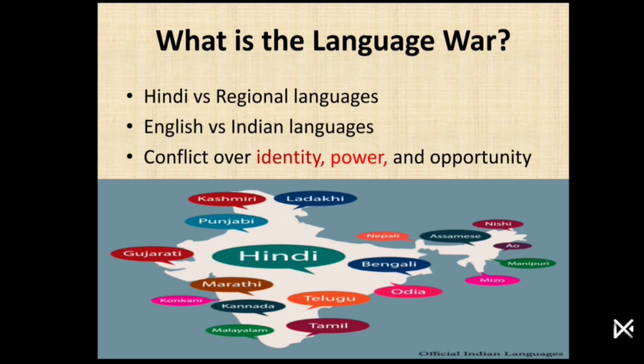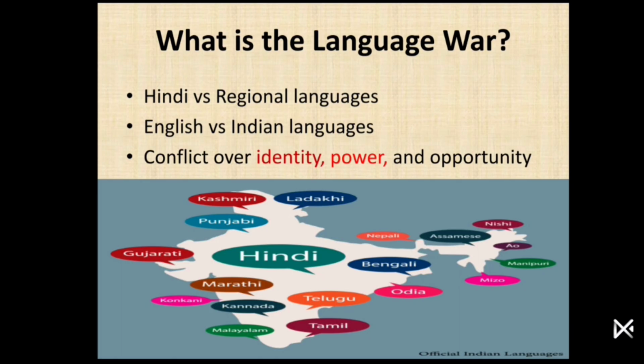In India, this happened mainly in two ways. First, conflict between Hindi versus regional languages like Tamil, Bengali, Telugu. Some people support Hindi as a common national language, but others feel that their own language is equally important and should not be dominated. Second, English versus Indian languages.